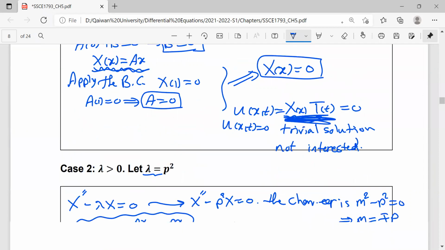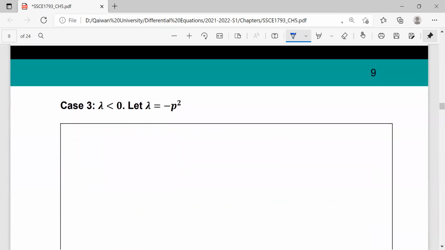Okay, and we just work for lambda to be a negative value. If lambda is a negative value, we say lambda is less than 0. We let lambda be minus p squared. Lambda is always negative if it equals minus p squared, because p squared is always positive, and if you give a negative sign to it, it's always negative. Now we find the solution for X, and then we find the solution for T.